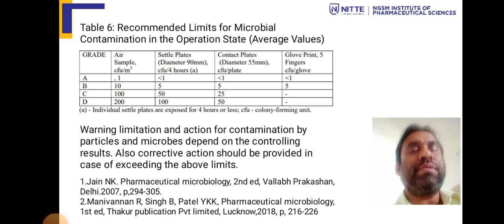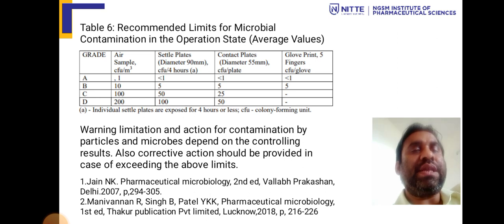If you see in grade A, air sampling should be 1 CFU per meter cube of organisms, colony forming units. It should be less than 1 in all settle plates, contact plates and glove prints. In the case of B, we can see air sampling can be 10. So it increases 10 times every time. And the settle plates will be 5, contact plates will be 5, glove prints will be 5.